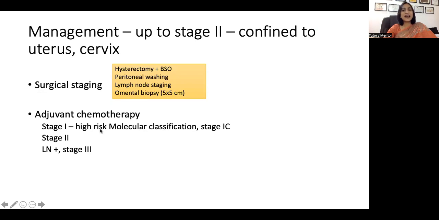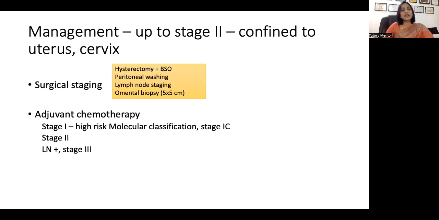Examples are stage 1, high risk molecular classification, like it is P53. If it is P53, anyways, you will classify up stage to stage 2 if there is any myometrial invasion. Stage 1C, all cases you will give adjuvant therapy. So all stage 2 cases will require adjuvant chemotherapy. Or if you initially thought it is stage 1 and 2 and you did surgical staging and you found out that lymph nodes are positive, that is stage 3, you will give adjuvant chemotherapy.